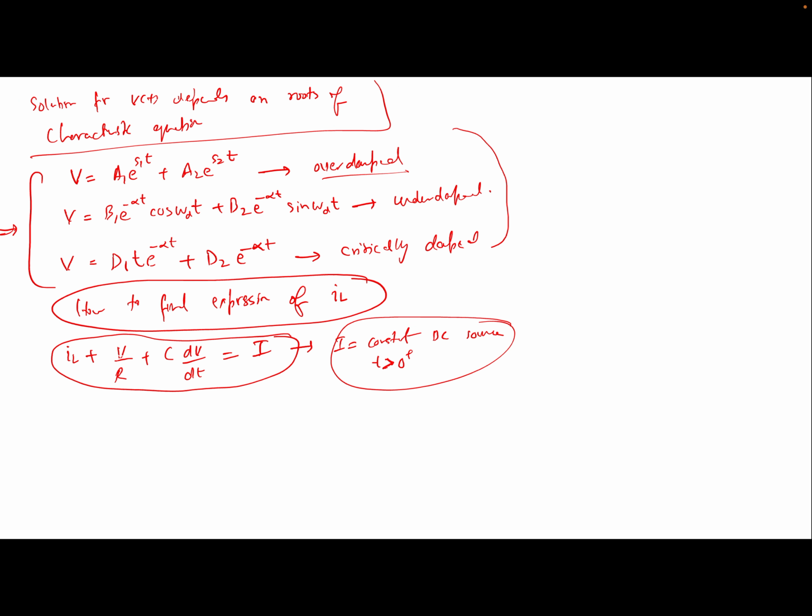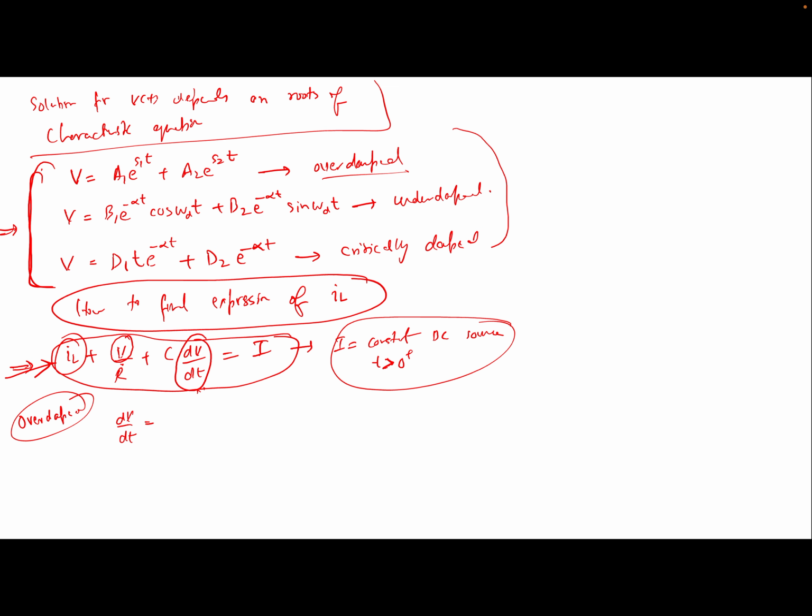Okay, so to find the expression for IL, you need to know the value of the voltage, which you already know from all these three equations, and you need to know its first derivative. If you replace the expressions of V and its first derivative into this equation, you're going to know all the values of IL. So for example, in case of an overdamped response, I know the value of V. Let's find dV by dt.